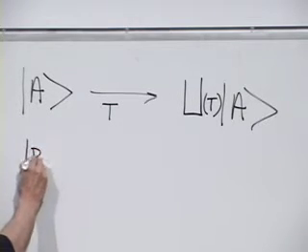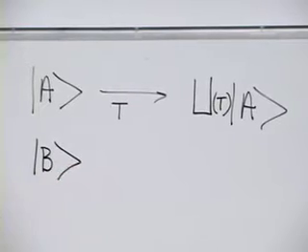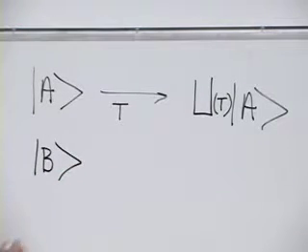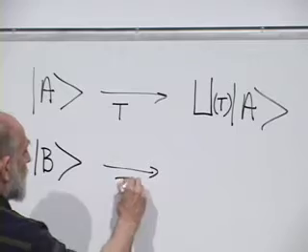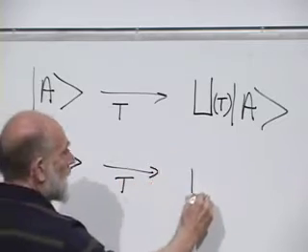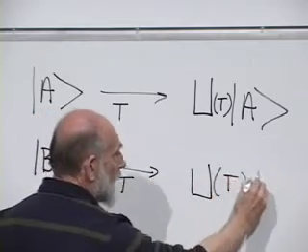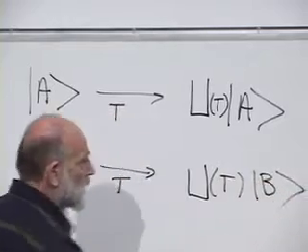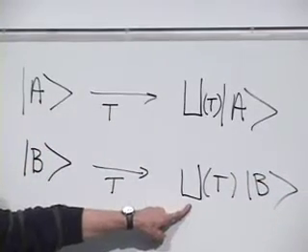Let's suppose the same thing is true, that if we started with state B after the same evolution, of course we would just write the same thing. Not quite the same thing. We would write the action of, we can call this the evolution operator.